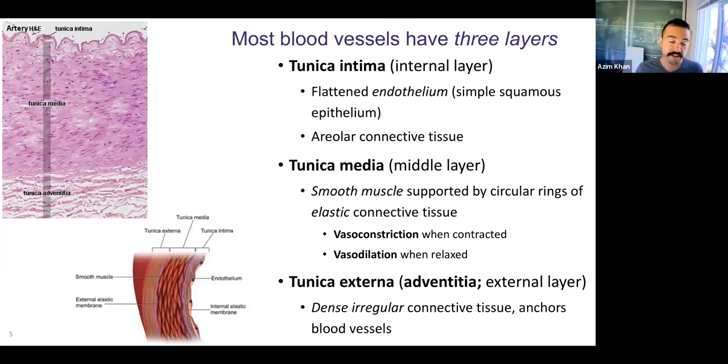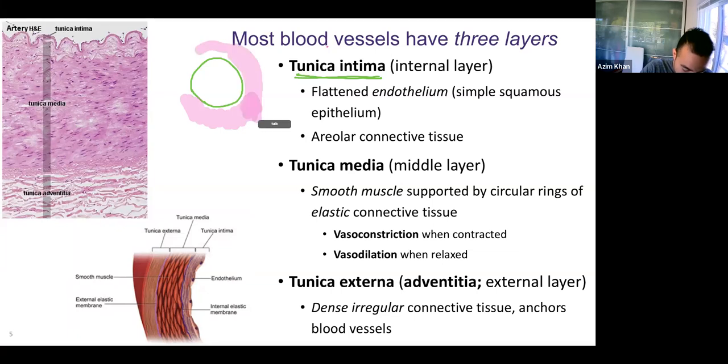Most blood vessels, besides capillaries, have 3 layers. The innermost layer, the internal layer, is tunica intima. Pictured in this histology here on the left side, top left, it's zoomed in. What we're looking at is, if you can imagine a blood vessel, attempting to draw the full blood vessel with all of its layers. Then one more.